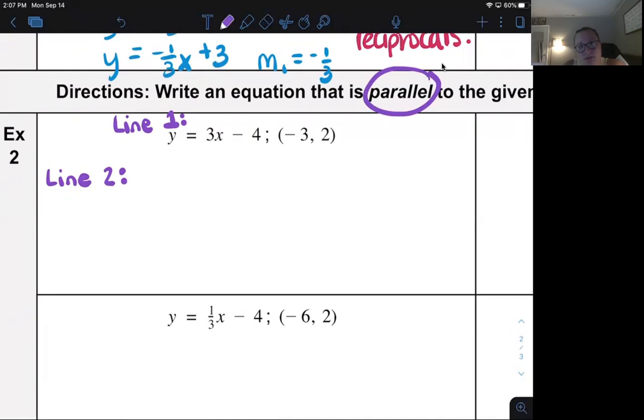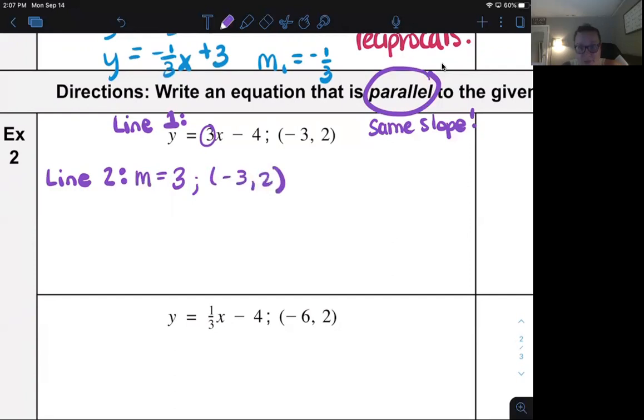Well, the key word in our directions is that our line 2 needs to be parallel to line 1. Well, what do we know parallel lines have? Parallel lines have the same slope. So if line 1 and line 2 are parallel, then they must have the same slope. So in y equals 3x minus 4, our slope is 3. So we're going to use a slope of 3, and we're going to use the point negative 3, 2.